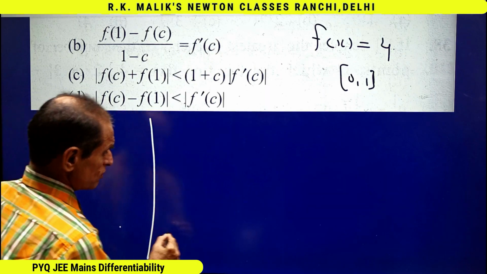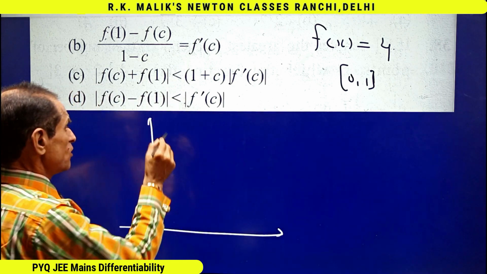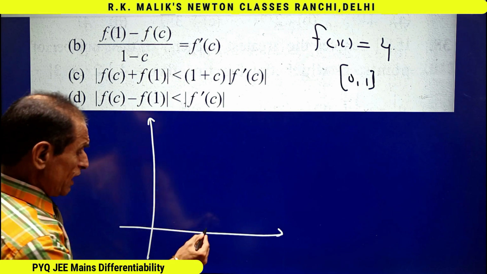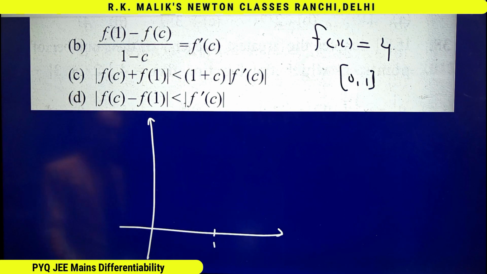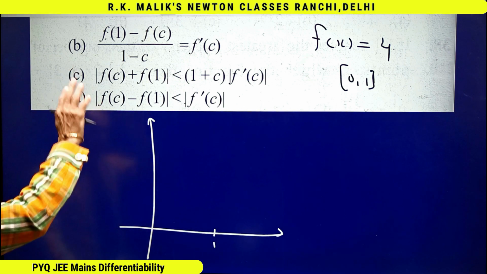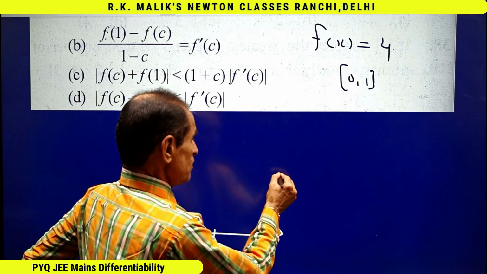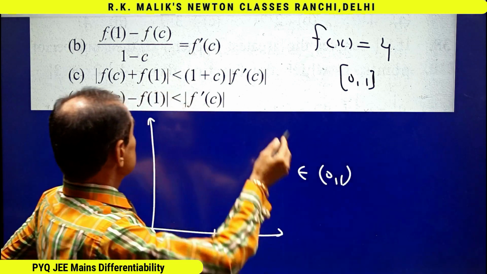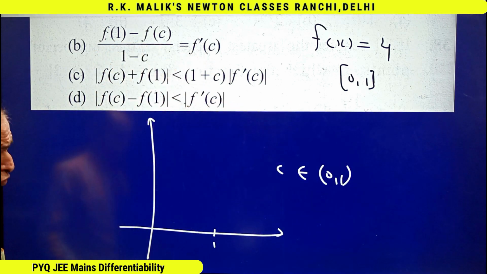According to the question, for any function f with domain as 0 to 1 and codomain R, there is a point C belonging to the open interval 0 to 1 such that this condition is true.